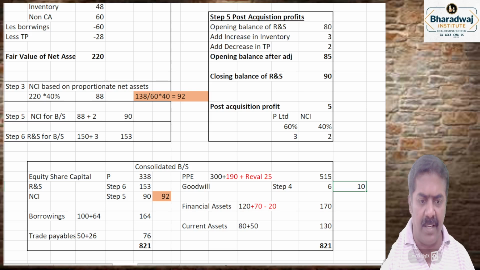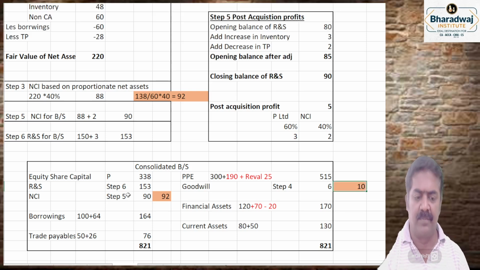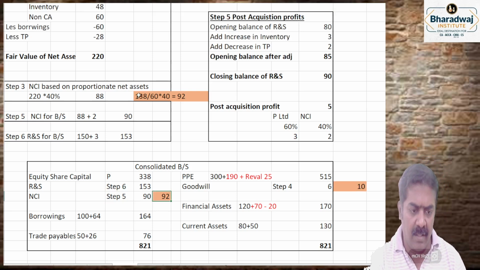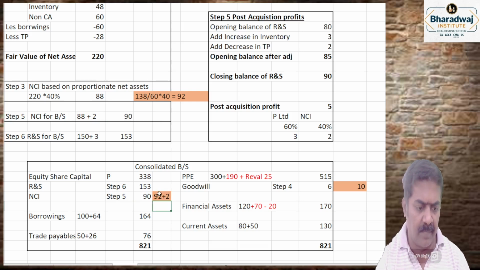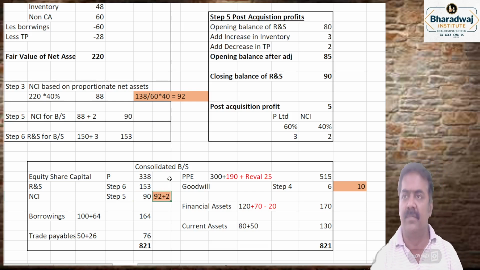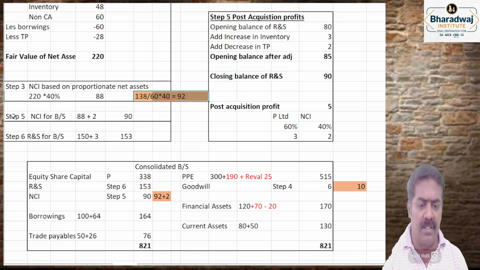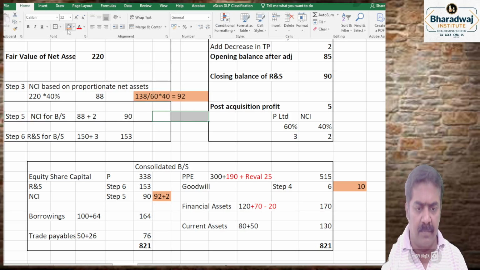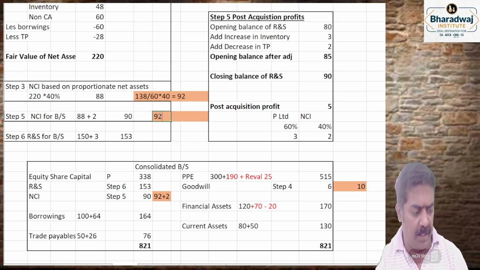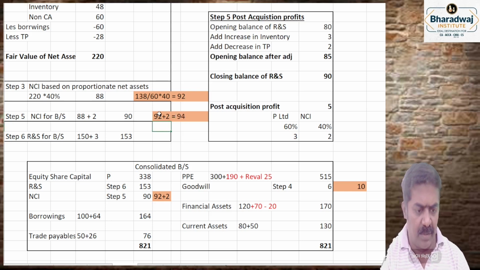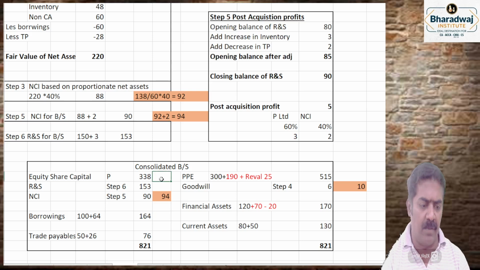Automatically on the liability side 4 add ஆகும், asset side 4 add ஆகும். Sorry, 92 is clear. 92 plus 2. 92 plus 2, 94 ஆகும். 92 initial recognition plus NCI for balance sheet will be 92 plus 2. It will become how much? 94 ஆகும். So when you go by fair value method, this will change. Other values will be the same.